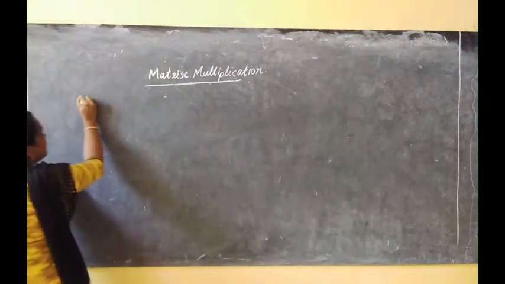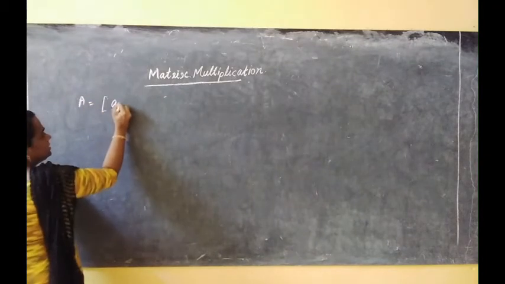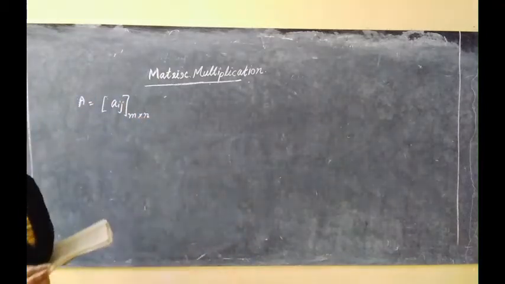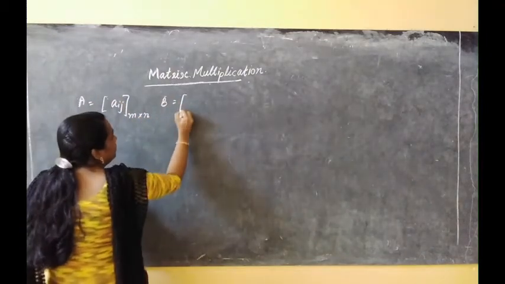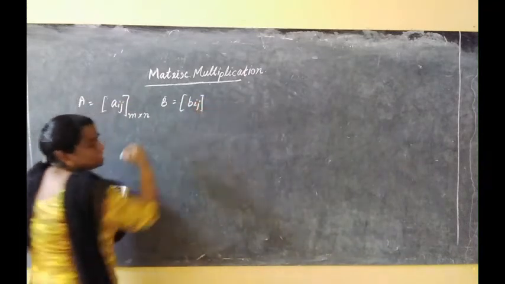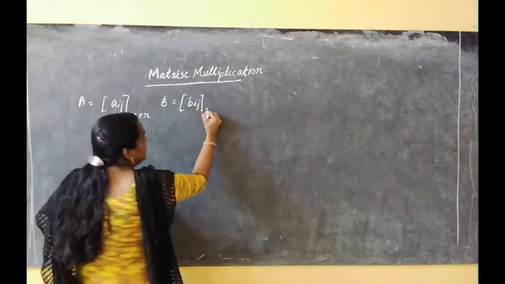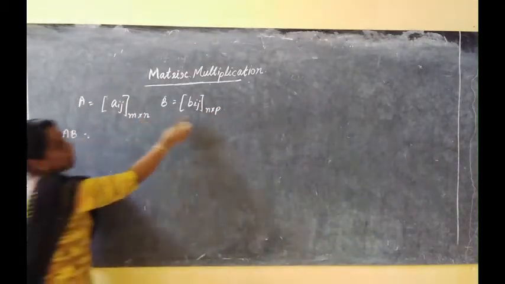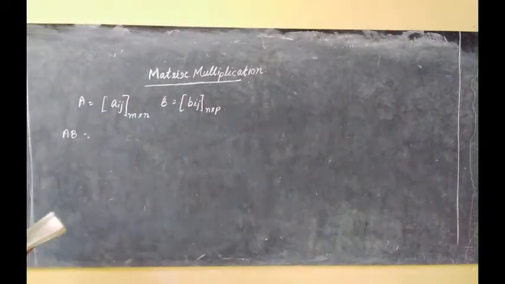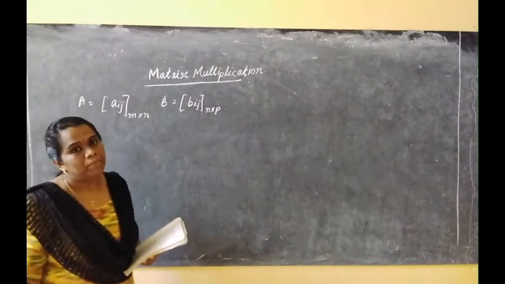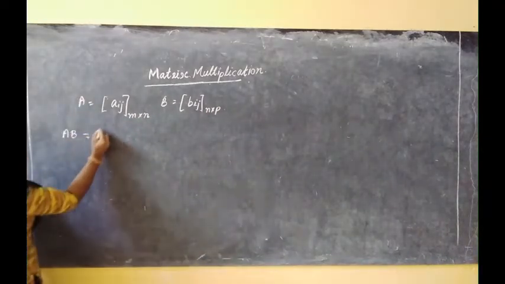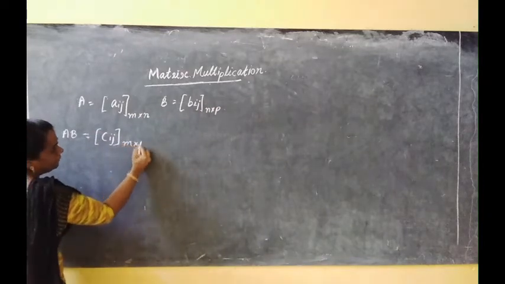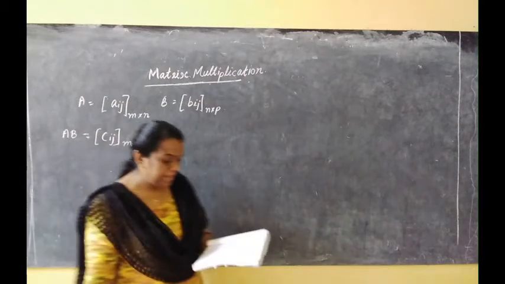But when we consider a matrix A, Aij, whose order is m by n, and another matrix B, whose elements we can write as Bij, whose order is n by p, then for the product AB, these two are different in order. Order means what? Row by column. Then the product AB gives another matrix, and the order of that matrix will be m by p.